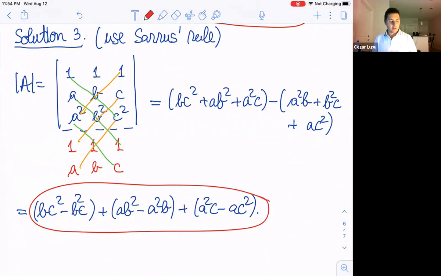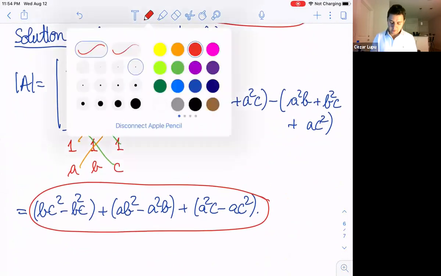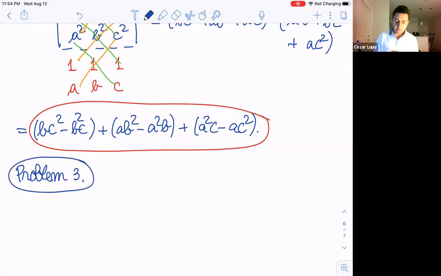Okay, I think this is problem number 2. Now let's move to problem number 3. Problem number 3 concerns finding the inverse of, again, a 3 by 3 matrix.